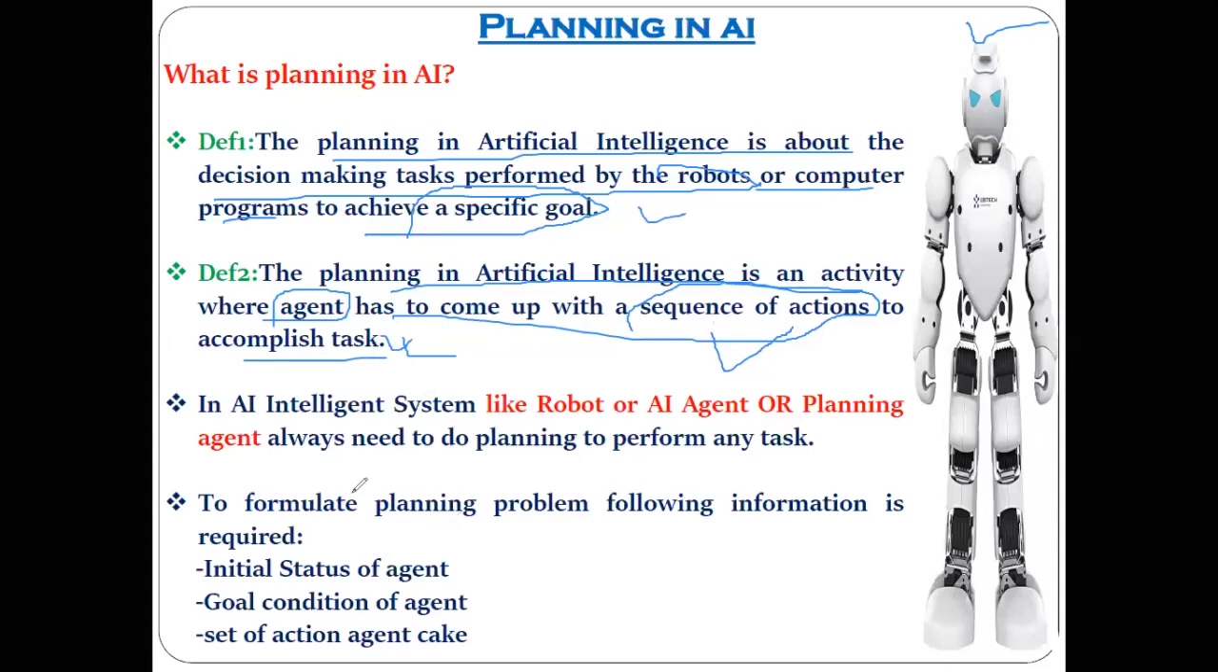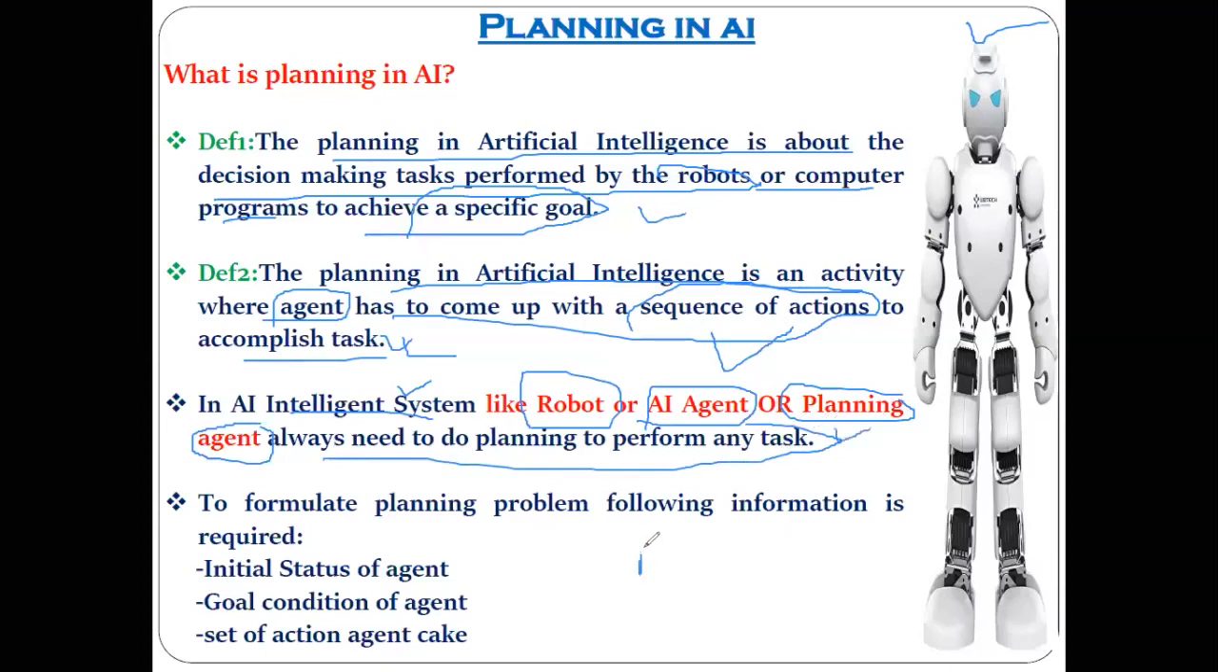Okay. So in case of an AI intelligent system like the robot, robot we can call an intelligent system, or AI agent is another name for the robot, or planning agent is also another name for the robot itself. So all these things we are calling an intelligent system. So an intelligent system like the robot, the AI agent or the planning agent always needs to do planning to perform any task.